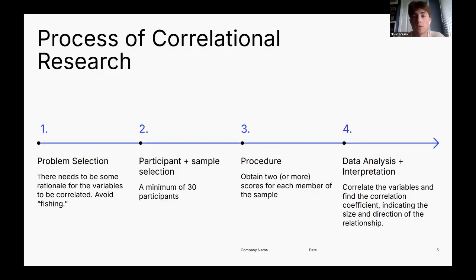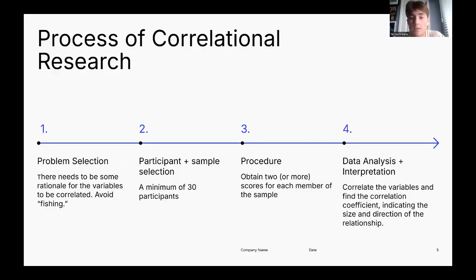Participant and sample selection is step number two. So usually researchers try to aim for a minimum of 30 participants. That makes the data more rounded and able to be statistically significant.